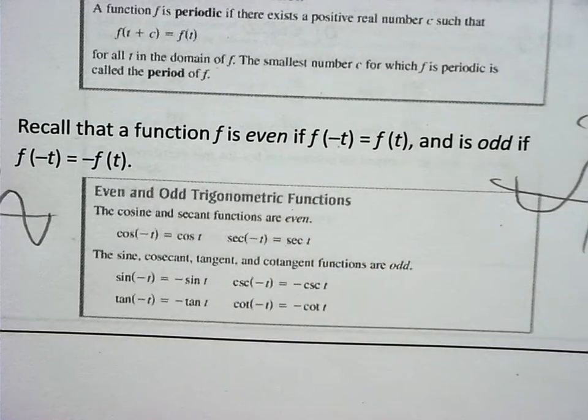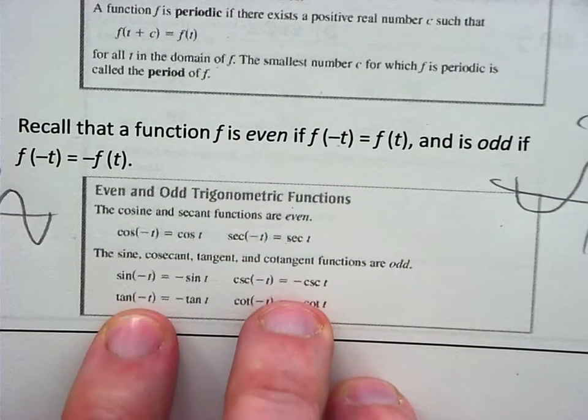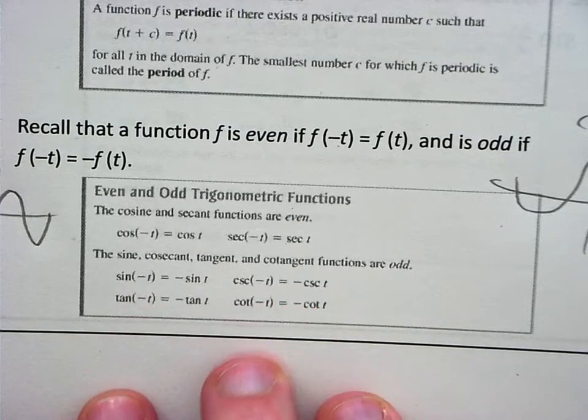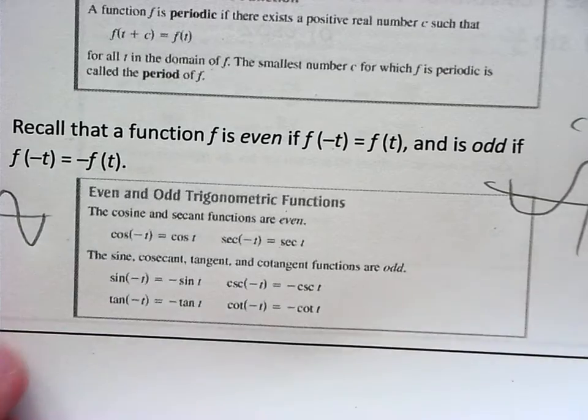The reciprocals will also match up. Cosine and secant are both even. Sine and cosecant are both odd. Tangent and cotangent, we'll get into those later, but those are also odd. So you can swap out values as needed to compensate.